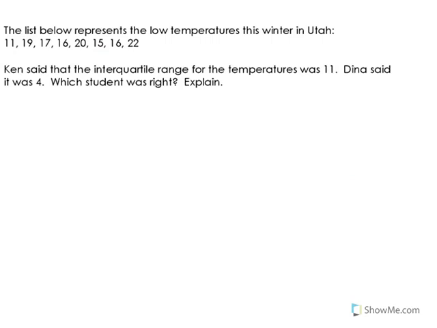Looking at this second example, it says the list below represents the low temperatures this winter in Utah. So we see 11, 19, 17, 16, 20, 15, 16, and 22. Ken said that the interquartile range for the temperatures was 11. Dina said it was 4. Which student was right? So now we need to not only evaluate the interquartile range, we then need to compare their answers to see who is correct.